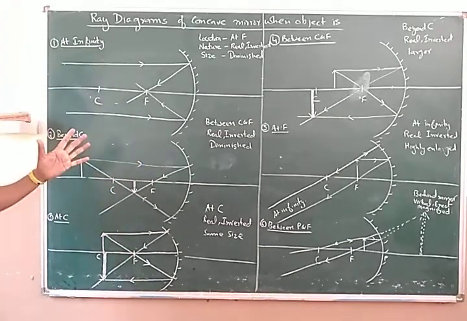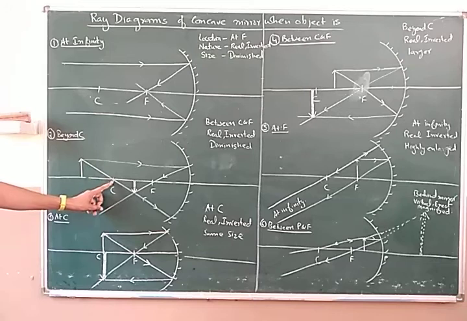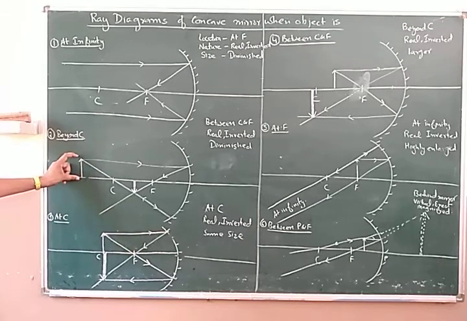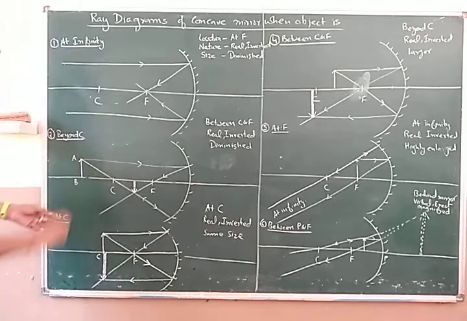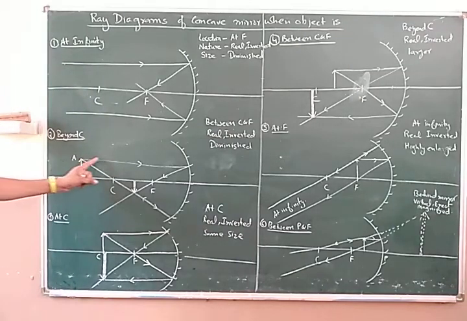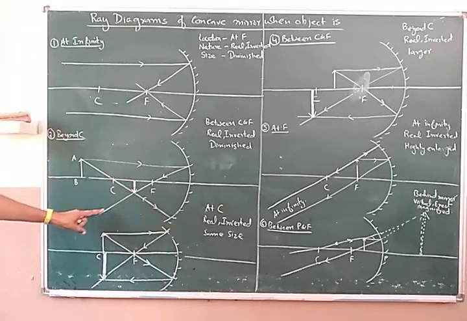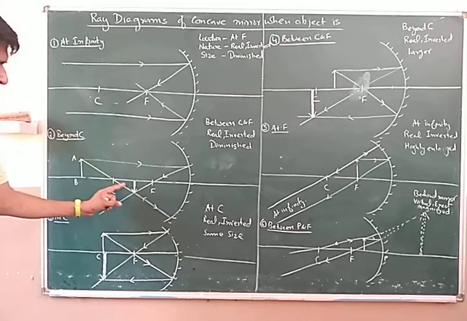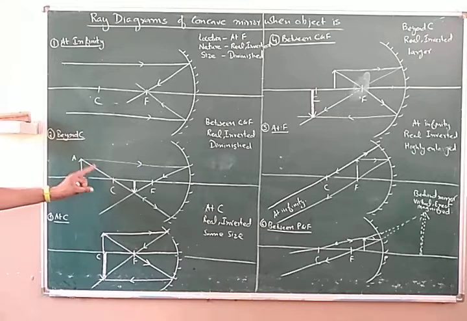Now in the second case, the object is placed beyond C, that means just behind the C. The object is AB, placed beyond the C. The first light ray is parallel to the principal axis; after reflection it will pass through the focus. And the second light ray, if it passes through the center of curvature, retraces its path according to rule number 3.